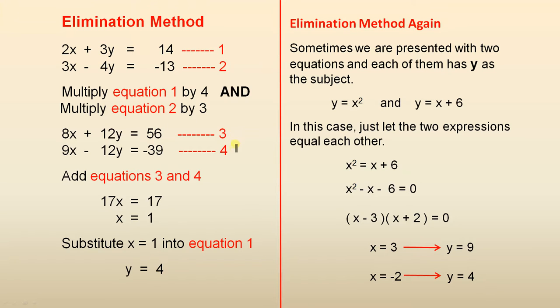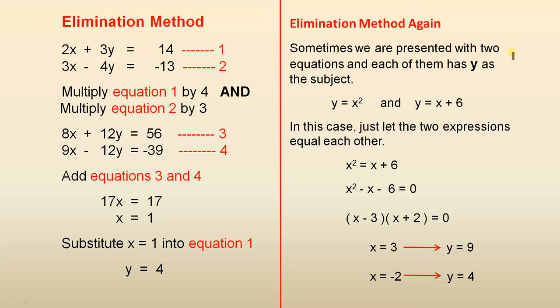So after we do that, we have those two equations, 3 and 4. We add 3 and 4 together to give us 17x equals 17, so x is 1. So if we substitute x equals 1 into equation 1, we have y equals 4. So there is the solution, x equals 1 and y equals 4. We can do the elimination method again, and I'll tell you why we've done this.